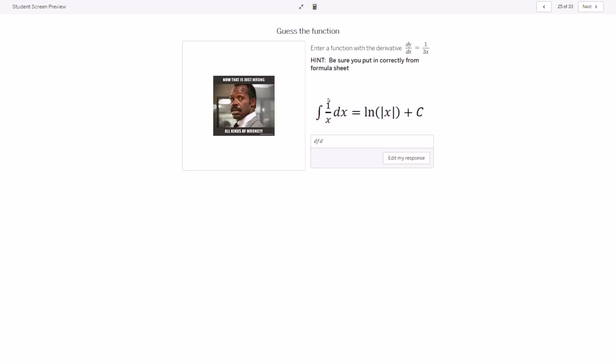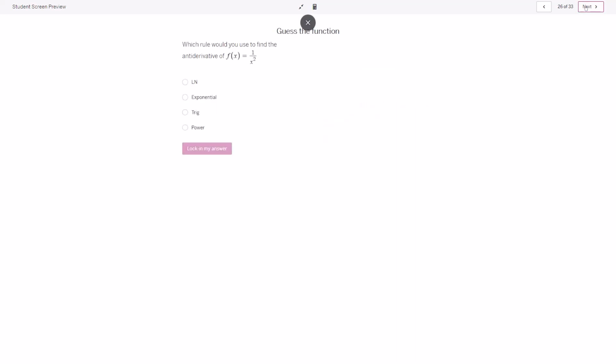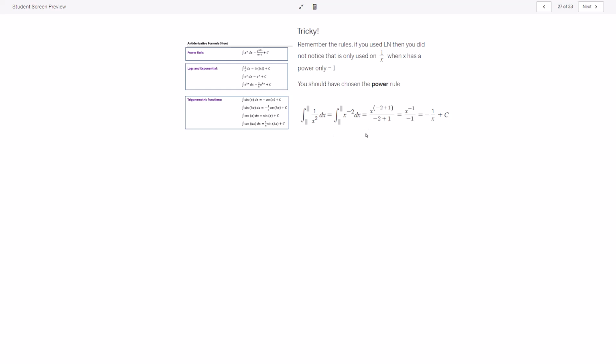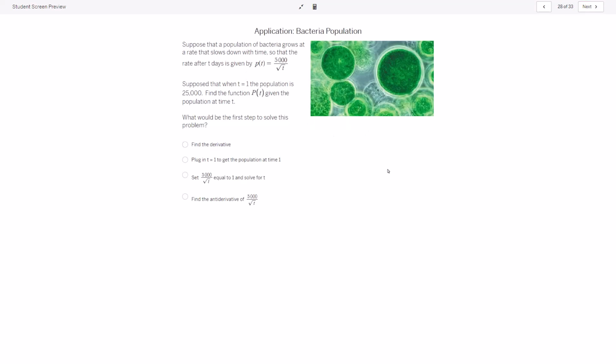If you don't recognize this, this is the ln. Be sure you put the absolute values in there. See what else we got. What rule? This one's funny because students always put ln, but go back and remember you could bring this up, x to the -2. So I think that would be a power rule. I'll let you do that. Yeah, you should have chosen the power rule.